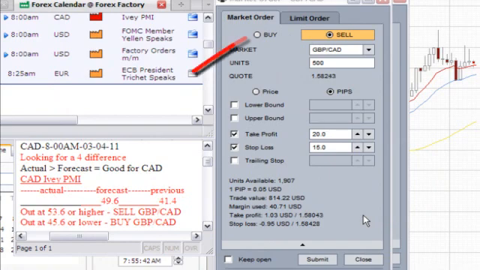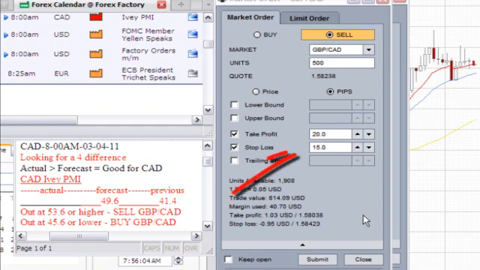Here's my prelim setup for a trade, starting with my market orders, a sell order, and behind it a buy order. Here are the units I'm trading. Here is my stop loss. A stop loss is important in cases of a spiked reversal.